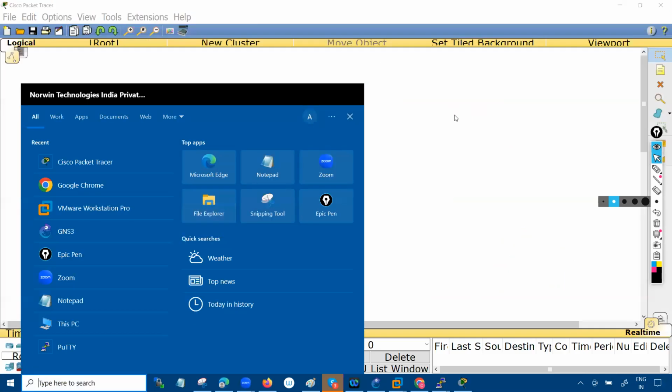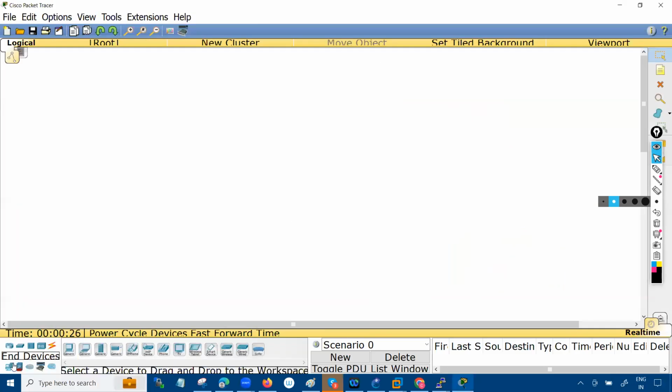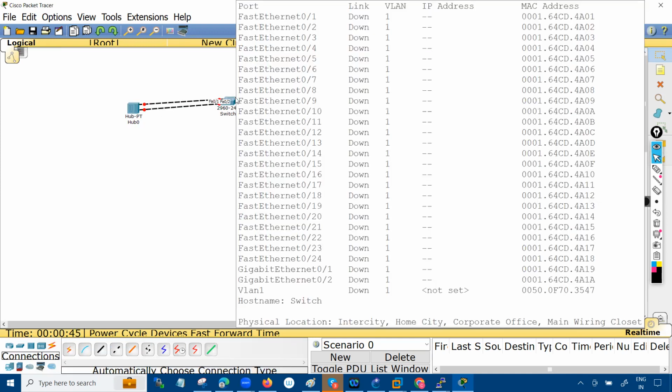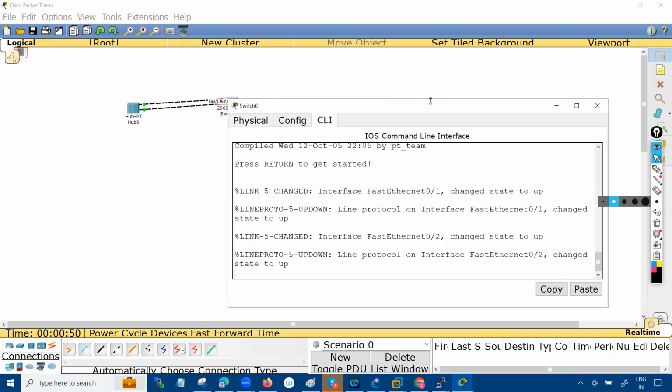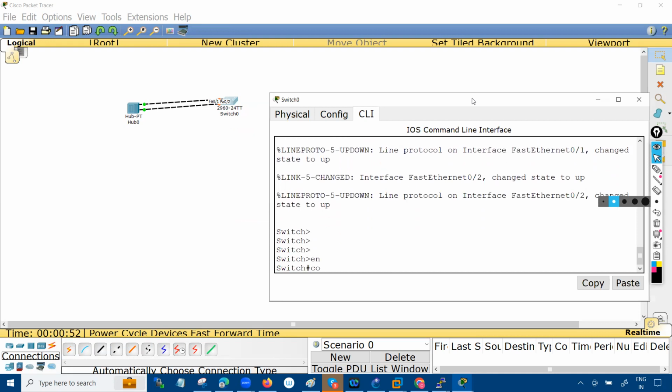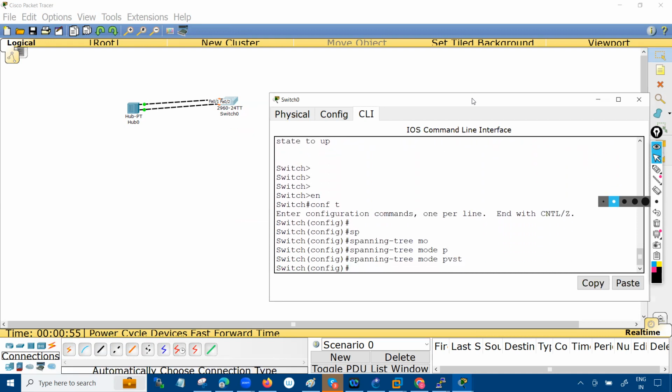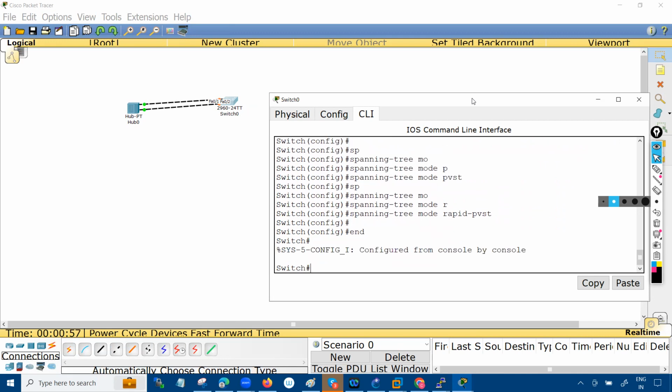So let's have a look. I'll connect this. I have a hub. I'll take a generic one and a switch, and I'll connect this with two ports. And I'll change the mode of these: spanning tree mode RPVST.